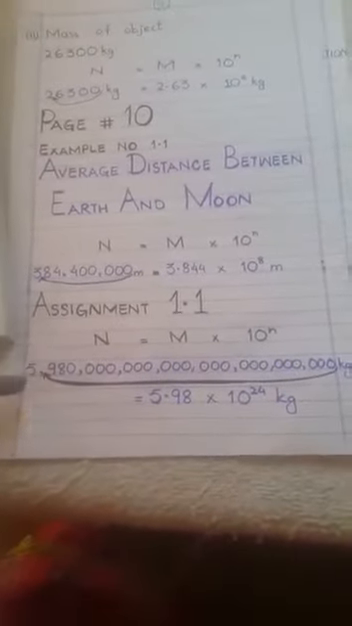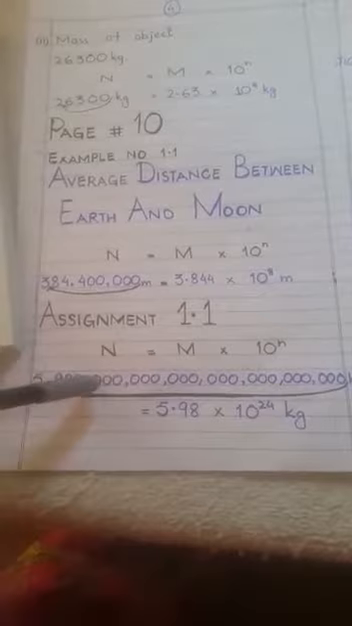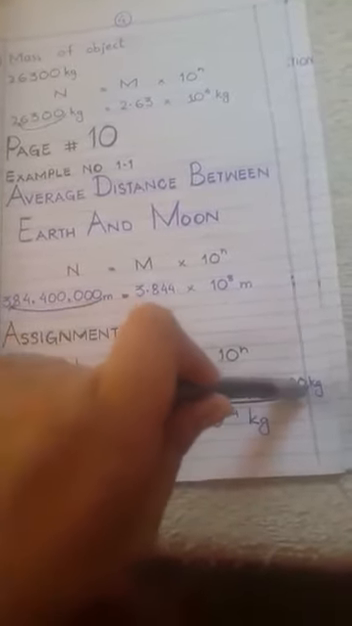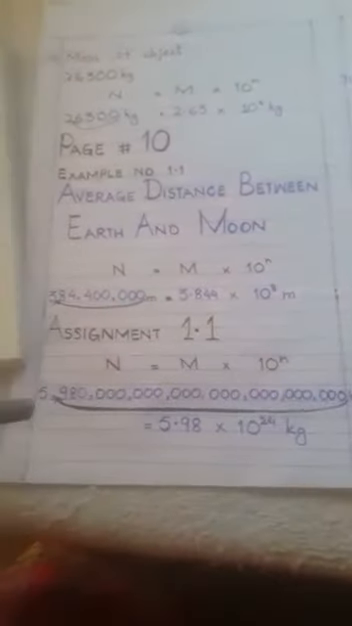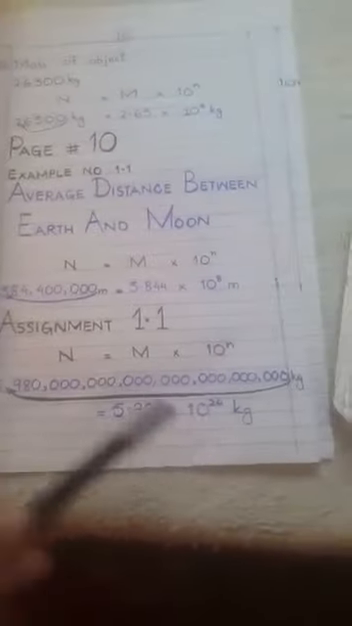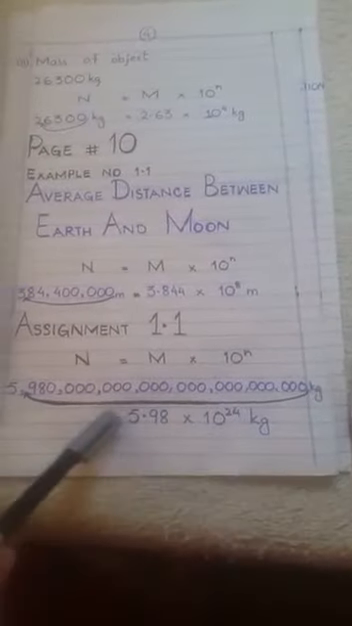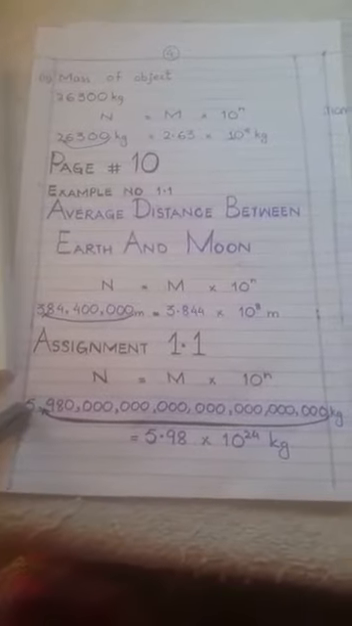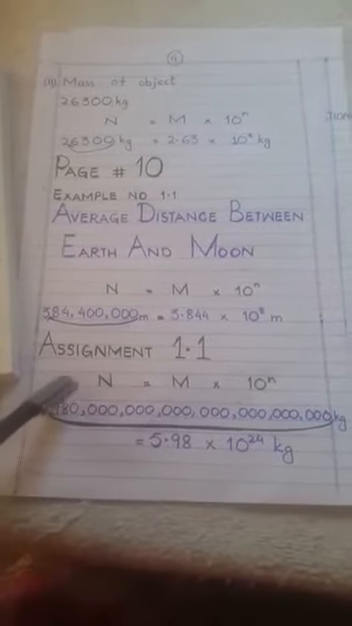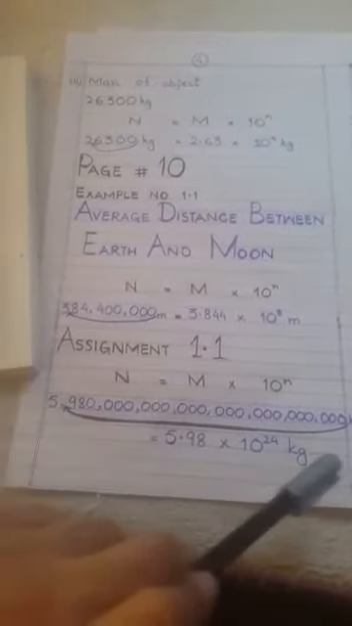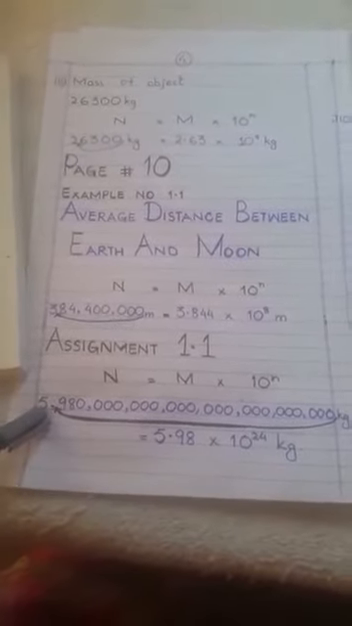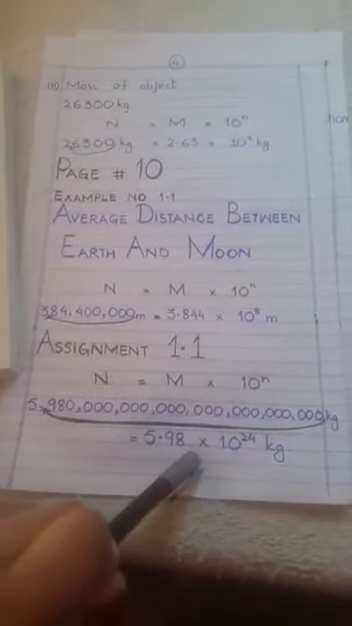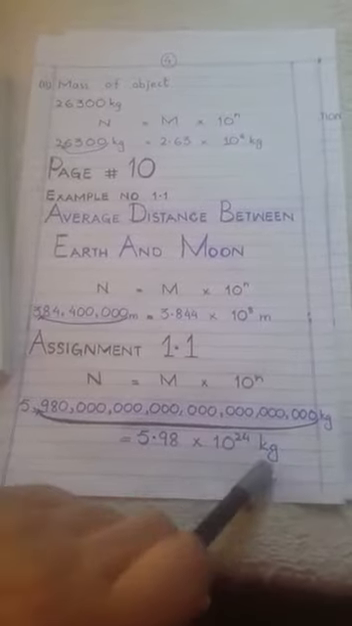Okay girls, the number is 5980 000 kg. Now again we will convert this number into standard notation. So the decimal will be moved after the first non-zero digit, and you can see girls, 5 is the first non-zero digit, 9 is the second non-zero digit, 8 is the third non-zero digit. So the decimal will be placed after 5. So the standard form is, girls, 5.98 into 10 raised to power 24 kg.